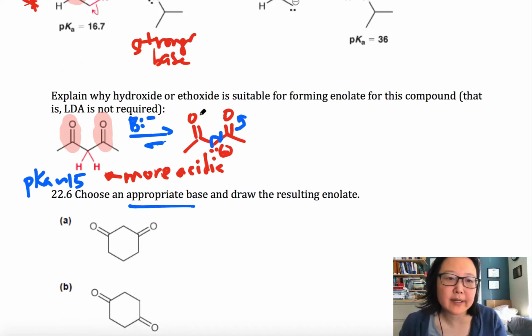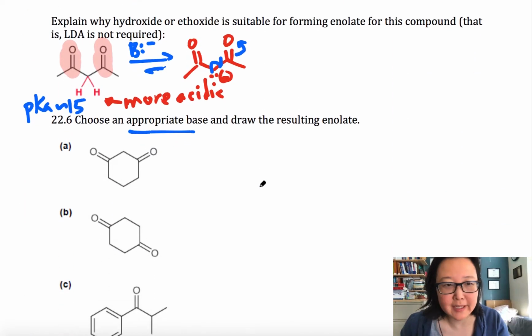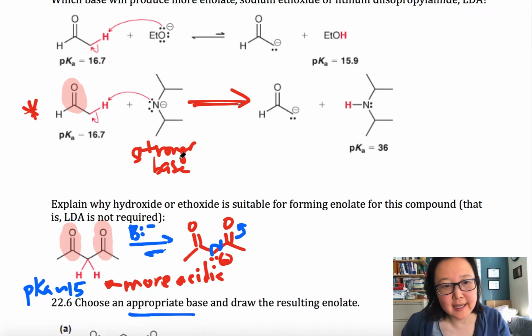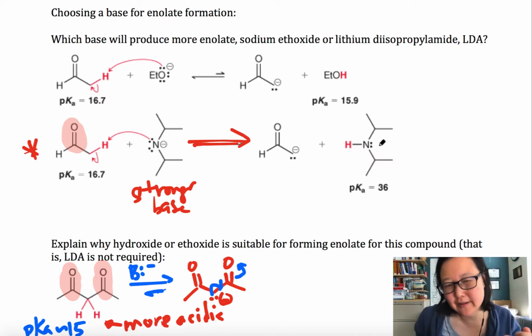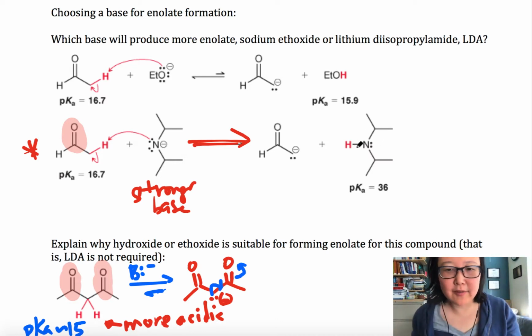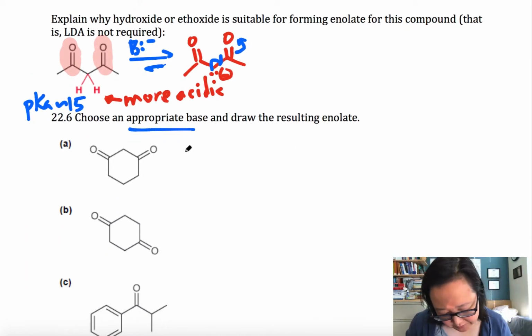And so what they really want us to do is practice using LDA for a single carbonyl, and then for a dicarbonyl like this, you can use ethoxide. That would favor enolate formation. And ethoxide, you might as well use ethoxide. It's easier to use than LDA. LDA is sort of complicated to work with. It's usually very cold. It's very reactive as well. So you don't really want to have to use it unless you really want more enolate. Okay, so we only use LDA when we really have to.